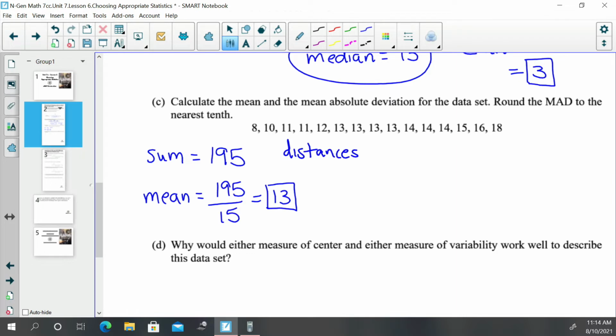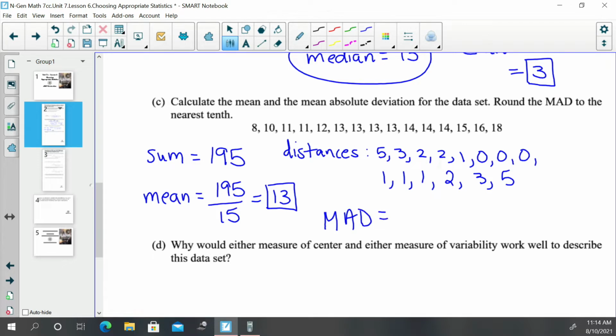The MAD always takes some time to calculate. So the 8, that is going to be 5 units away from the mean. The 10 is going to be 3. The 11 is going to be 2. Another 11 is 2. The 12 is going to be 1 unit away from the mean. Then we have those 13s that are all 0 units away from the mean, because they are the mean. The 14 is 1 unit away from the mean, and there are 3 of those. The 15 is 2 units away. The 16 is 3 units away. And the 18 is 5. So now my MAD will come from adding up all of those distances and dividing by how many there are.